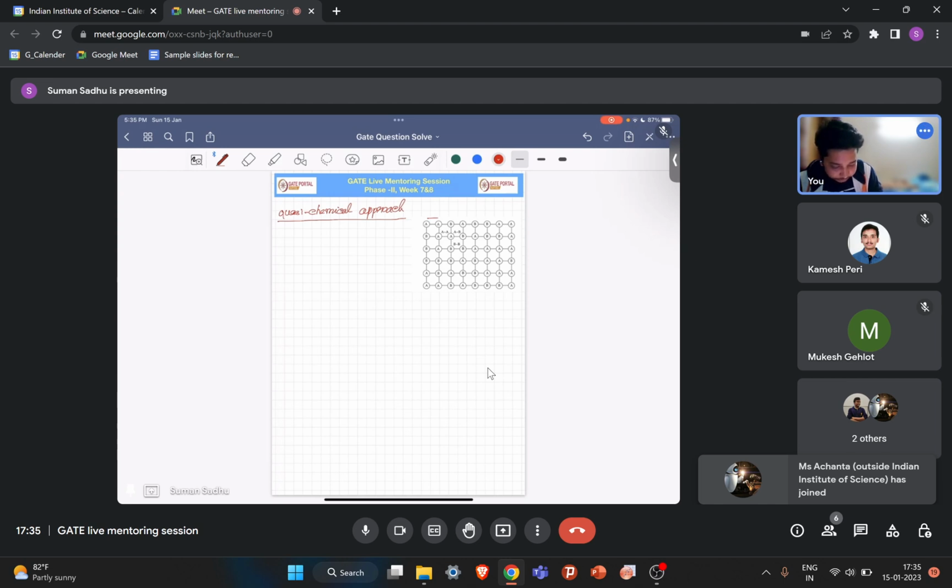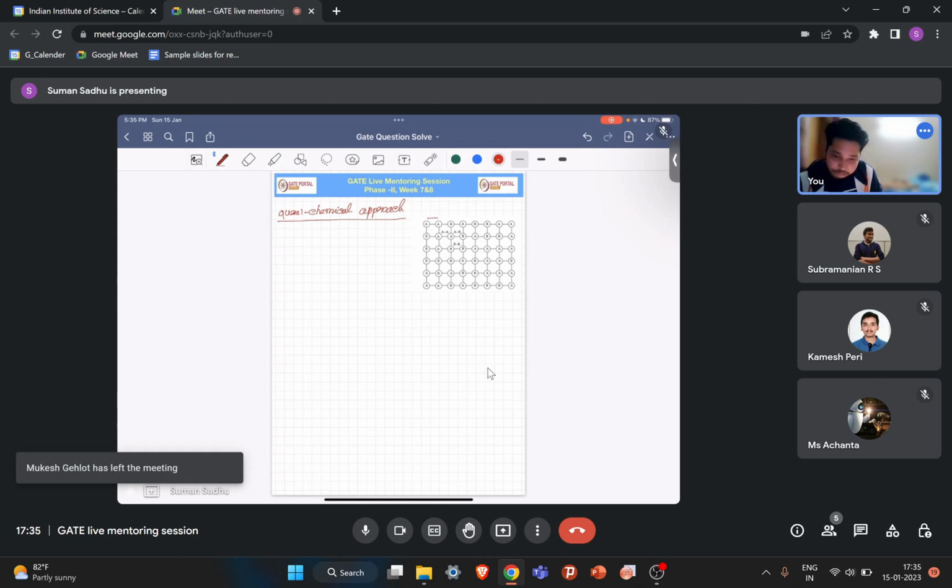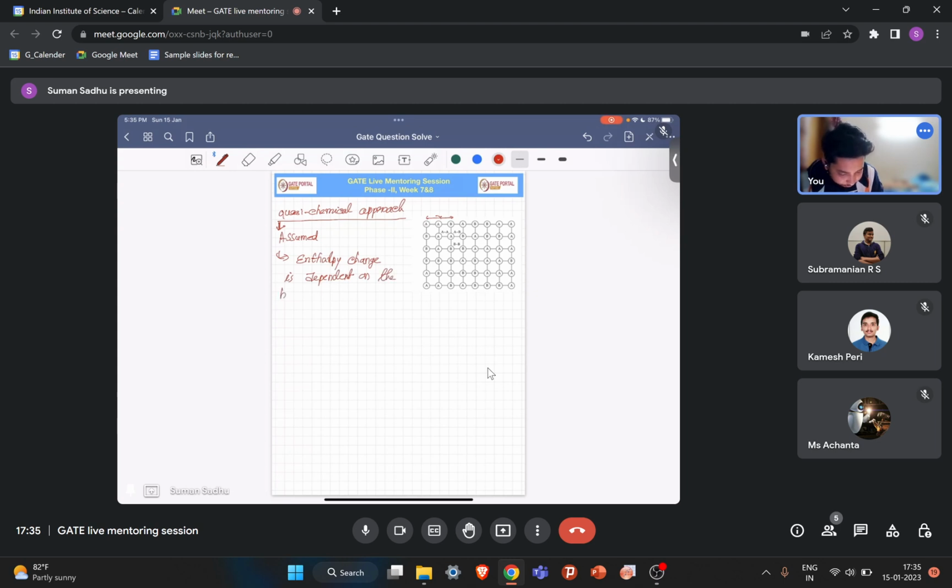so this model assumed enthalpy change depends on bond energy. So there are different bond energies. One is for A and A atoms, which we write as epsilon AA. Bond energy between B and B atoms, we write as epsilon BB, and bond energy between A and B, so this is epsilon AB.